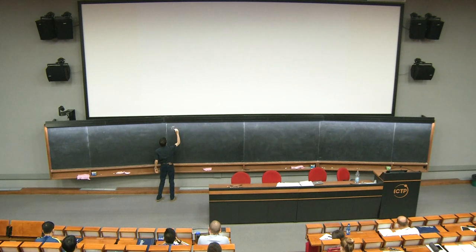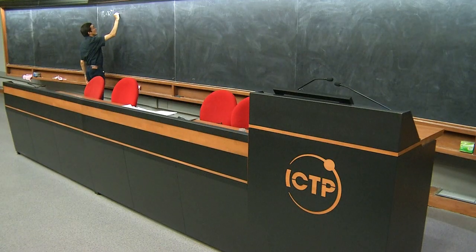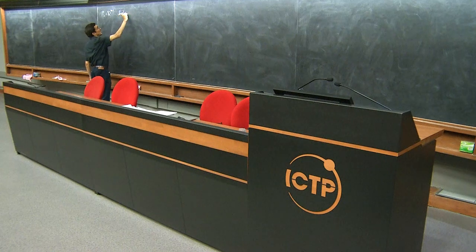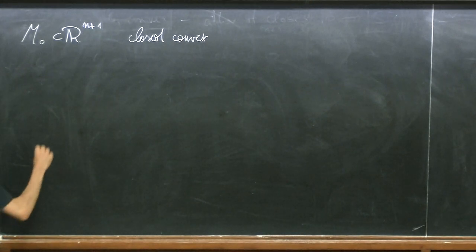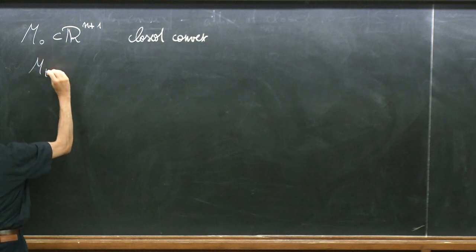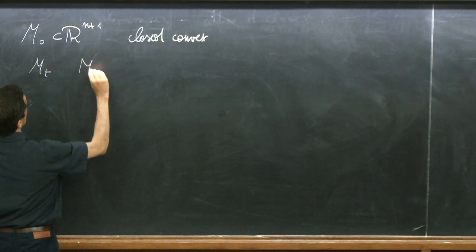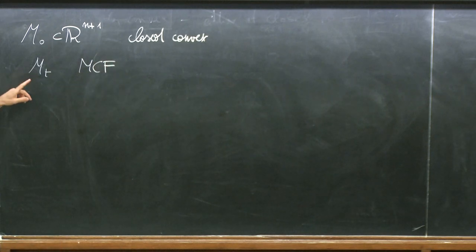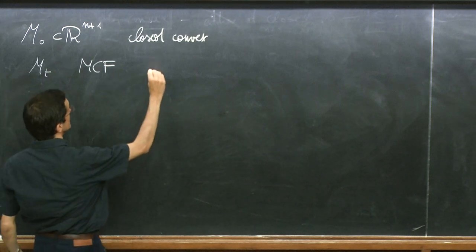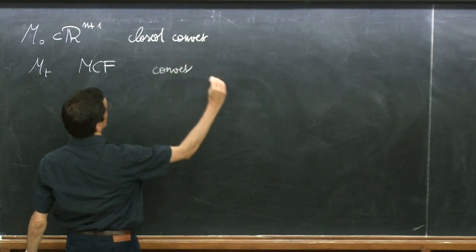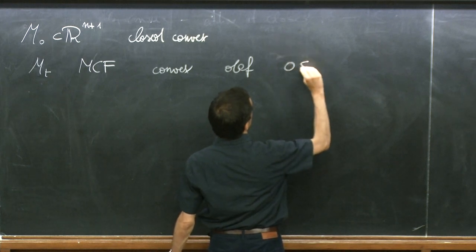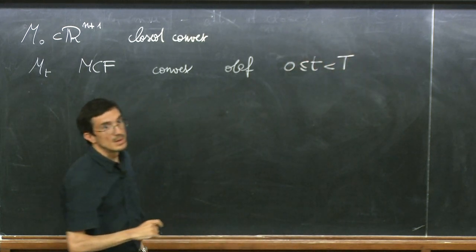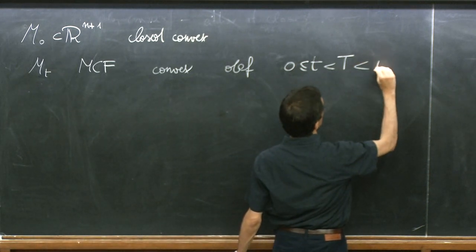We were starting from M0 in R^(n+1), closed, smooth and convex. Then we know that there exists the evolution by mean curvature M_t, the flow by mean curvature of M0, which remains convex, and is defined for t up to some singular time capital T, which is finite.